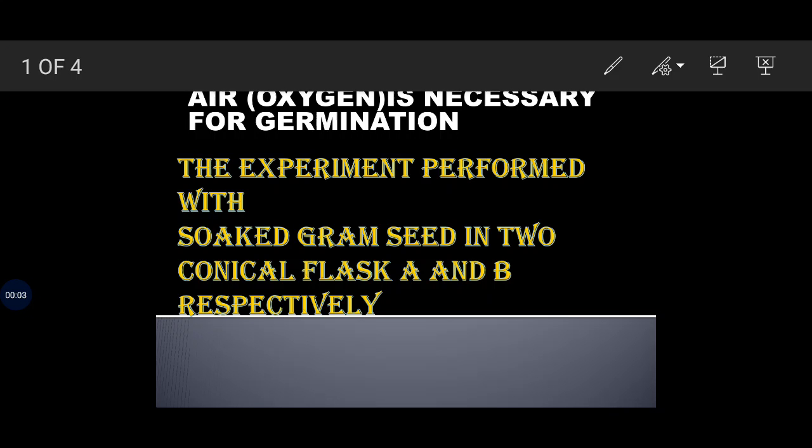Good morning, children. In the previous module, we discussed the germination of seeds and the factors that affect it. There were three factors that we have already learned. Those three factors are air, that is oxygen, temperature, that is sunlight, and water.